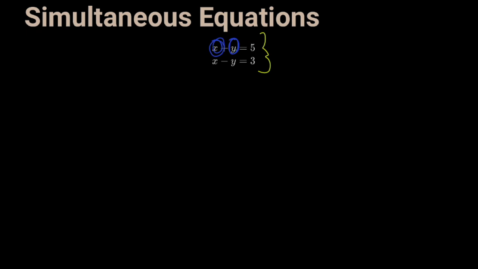Sometimes you can have the same form of equation, but arranged differently. So it can be x plus y minus 5 equal to 0. It's still more or less the same thing. And you'd be having two of these equations. So you'd be having this equation here, and you'd also be having this equation here, okay?